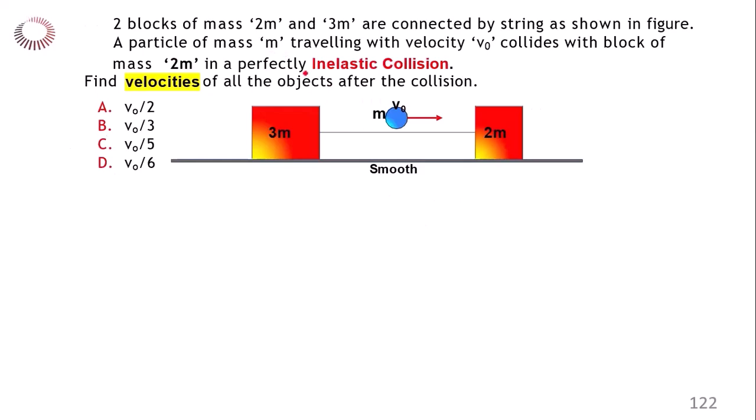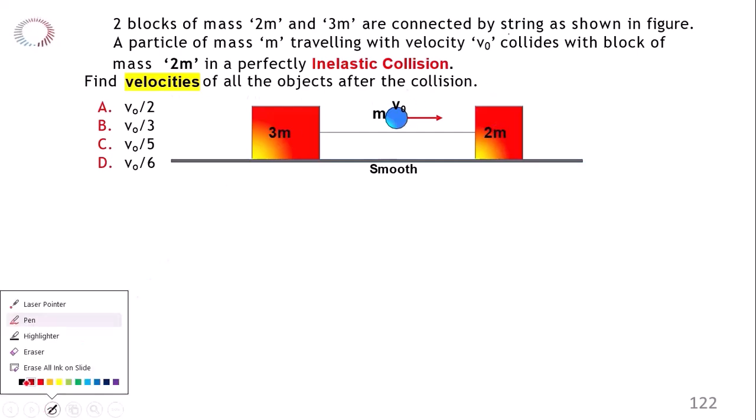Now let us say there are two blocks, 2m and 3m, connected by a string as shown in the figure. A particle m traveling with velocity v naught collides with the block of mass 2m in a perfectly inelastic collision. What is the meaning of inelastic collision? That means it will stick to it. Find the velocity of all the objects after the collision.